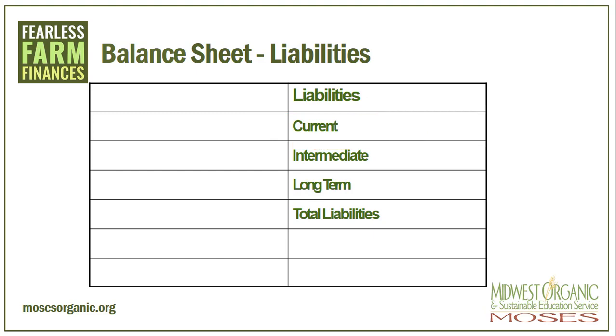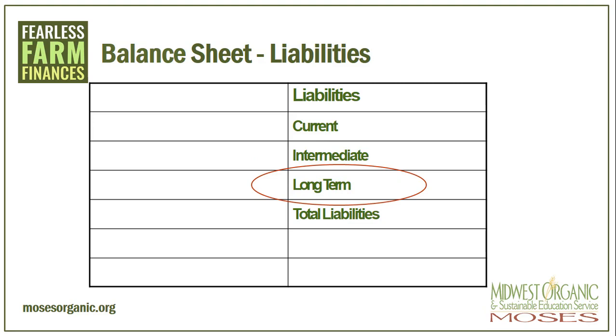The intermediate liability category contains loans that are for 1 to 10 years. To be clear, the original loan is for 1 to 10 years, not loans that are for 15 years, but you have already paid on them for 5 or more. We do not move loans from one category to another. They stay where they started. Intermediate loans are usually loans for livestock or machinery.